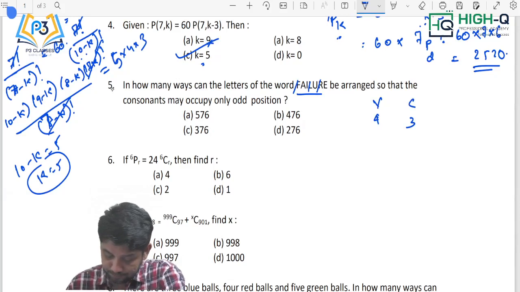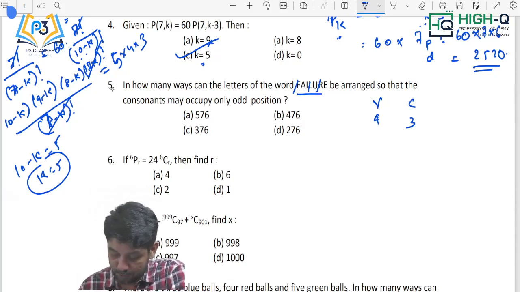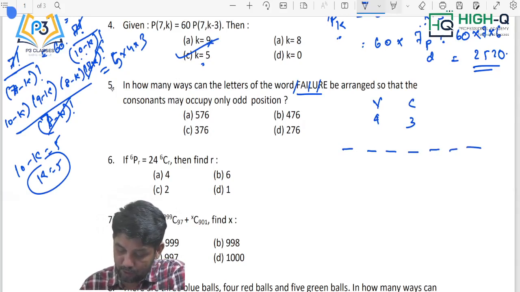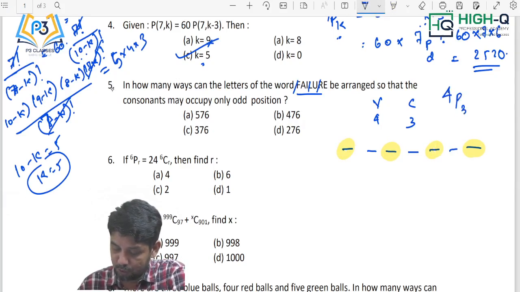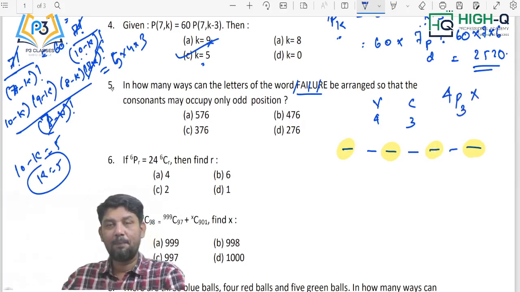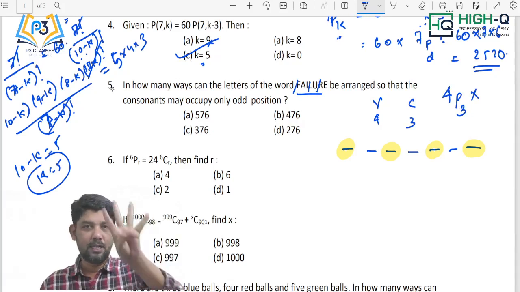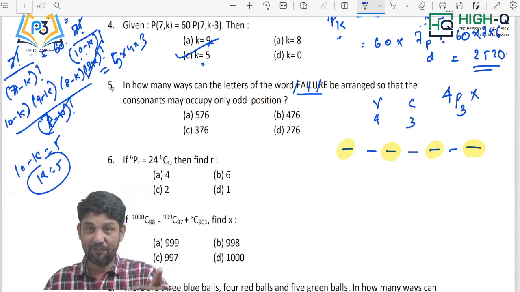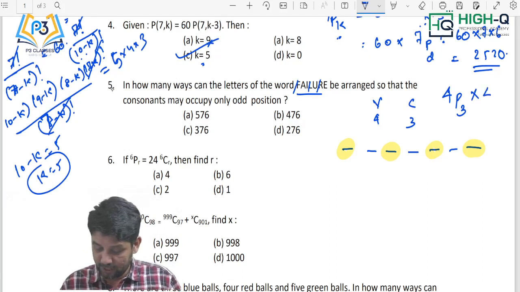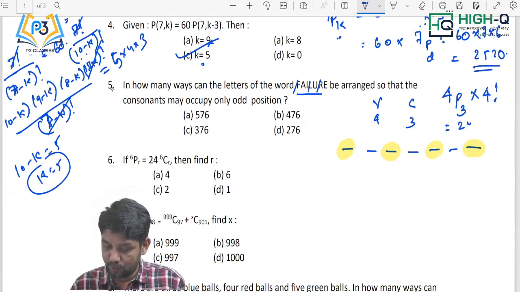Now listen here. Consonants may occupy only odd positions. Total 7-letter word. What are odd positions? 1, 3, 5, 7. Sir, there are 4 odd positions. Out of 4 odd positions, 3 consonants are to be arranged. And out of 7 places, now 3 places got occupied. Remaining 4 places are to be arranged. And how many vowels are available? 4 only. So that can be arranged in 4 factorial ways. So which is 24 into 24, my dear, 576.